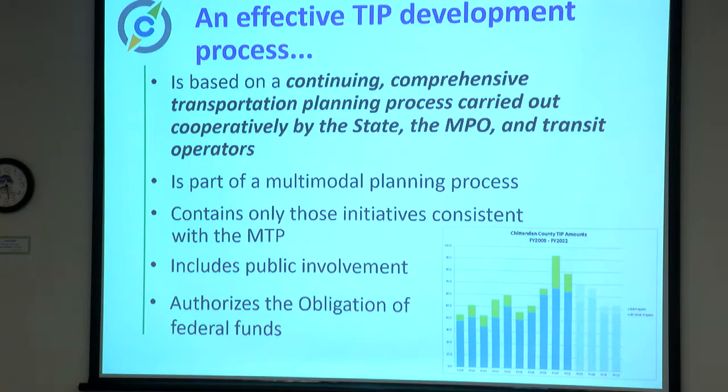The bottom chart is the TIP levels from 2009 to present. What you can see, the green are airport projects. Airport projects are listed in the TIP just for information purposes. We don't have control over those. But the point of this chart is really just to show that it does vary a lot year to year. That's because it's a dynamic group of projects that are trying to move into construction. It averages about $50 million per year in the programming. The actual spending is somewhat lower. We can talk about that at another point, but that's probably a detail that we don't need to get into right now.